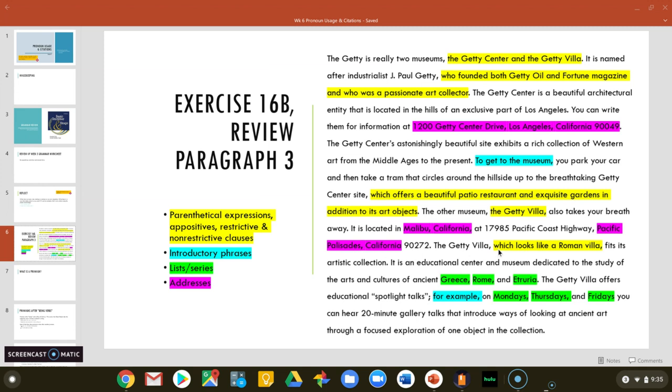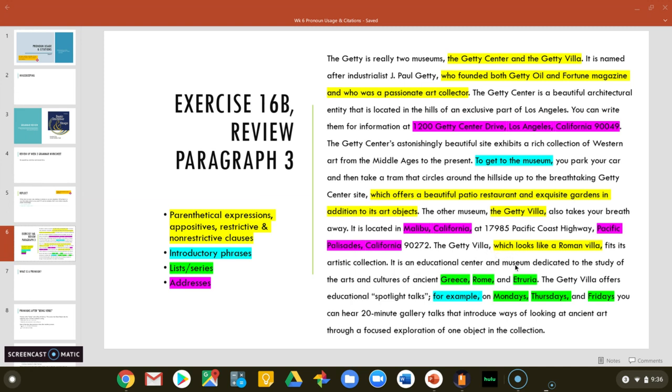The Getty Villa, which looks like a Roman villa, fits its artistic collection. So again, this is another non-restrictive clause. It's just adding additional information about the Getty Villa. It's not necessarily restricting it down. So notice how this is a proper name, the Getty Villa. It's the name of a place. A lot of times when you have these proper names, you have non-restrictive clauses after the proper name.